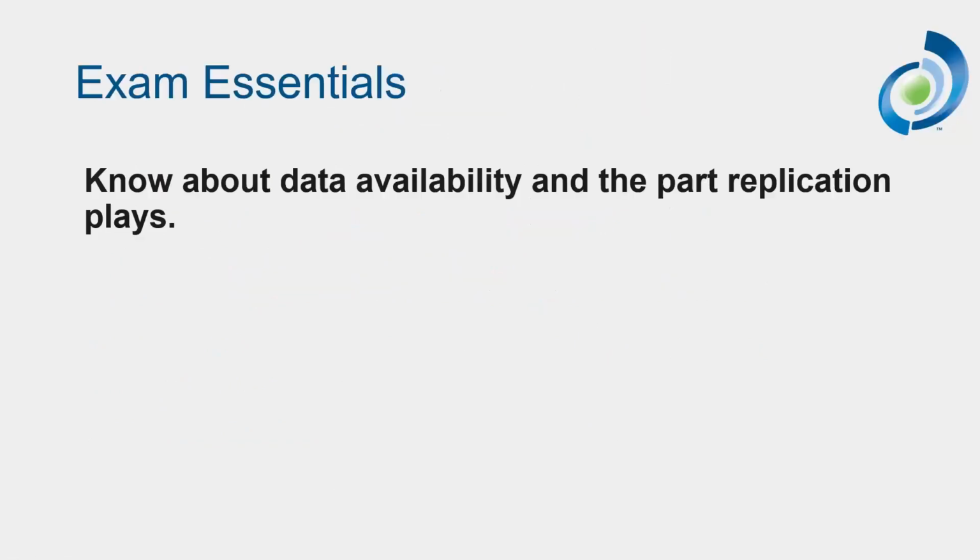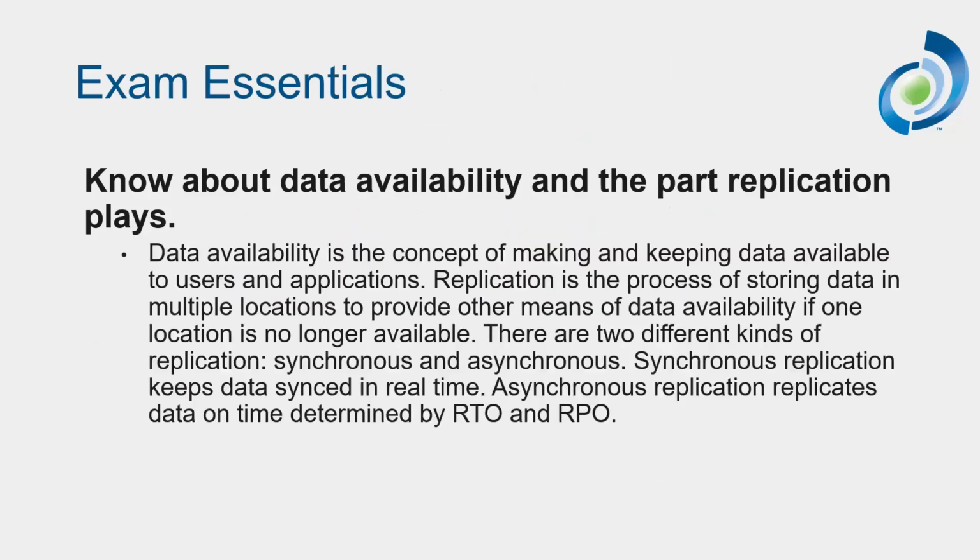Know about data availability and the part replication plays. Data availability is the concept of making and keeping data available to users and applications. Replication is the process of storing data in multiple locations to provide other means of data availability if one location is no longer available. There are two different kinds of replication: synchronous and asynchronous. Synchronous replication keeps data synced in real time. Asynchronous replication replicates data on the time determined by the RTO and RPO.